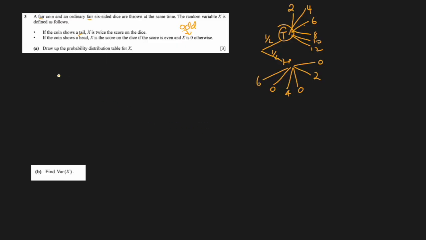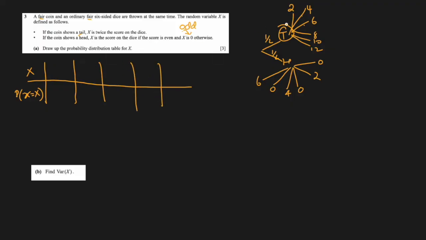Right? So now we can make a distribution table. First we draw a table like this. We write X here, then probability of X equal to x. Okay, so what are the outcomes? We know from the tree diagram here now. First we'll have a 0. Then there is no odd here, there is no odd here, so we have straight away 2, 4, 6, 8, 10 and 12.